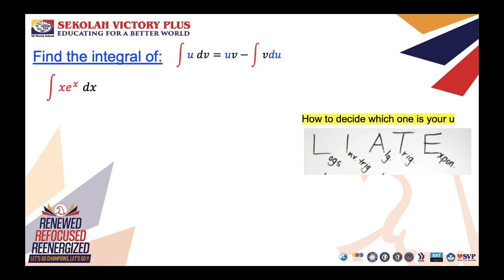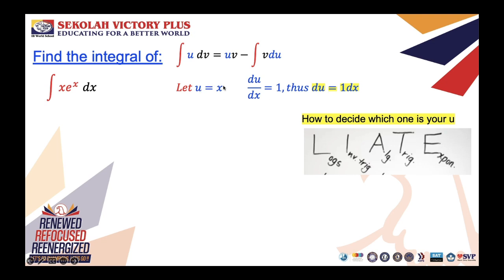All right. Going back to the given, here we have an algebraic and an exponential, which means your u will be the algebraic part. Therefore, we say let u be equal to x. And of course, to get a du, we need to find the derivative of your u. So du over dx is equal to 1. Since we're just looking for du, we cross multiply. Therefore, du is equal to 1 dx.